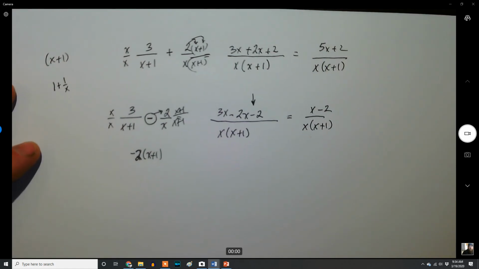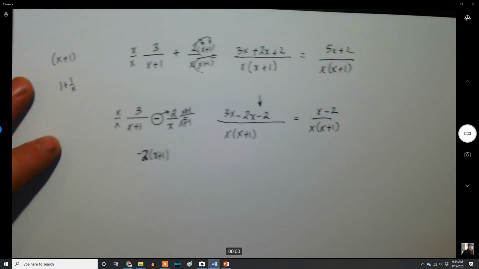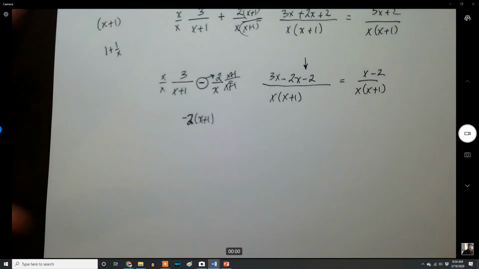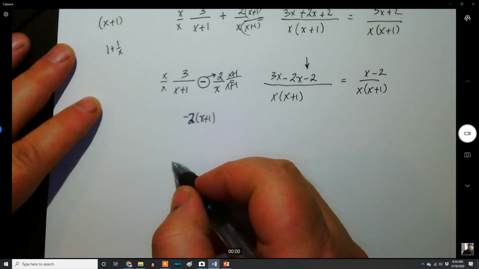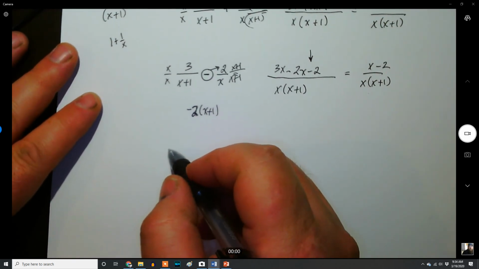All right. Now, last one. Sometimes what you're going to end up wanting to do is factor the denominators to see if they really have a lowest common multiple that's something other than their product.